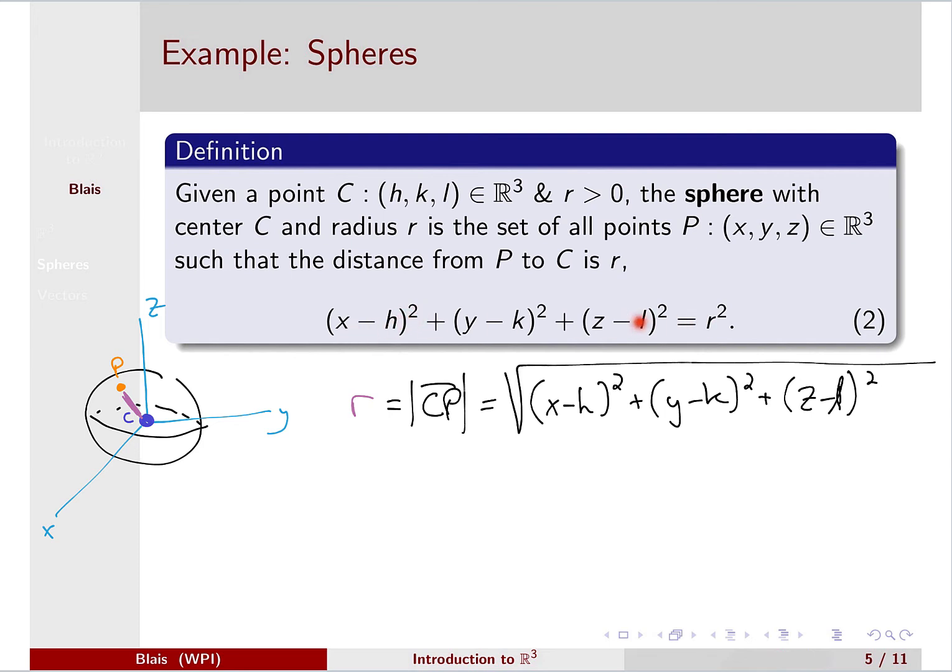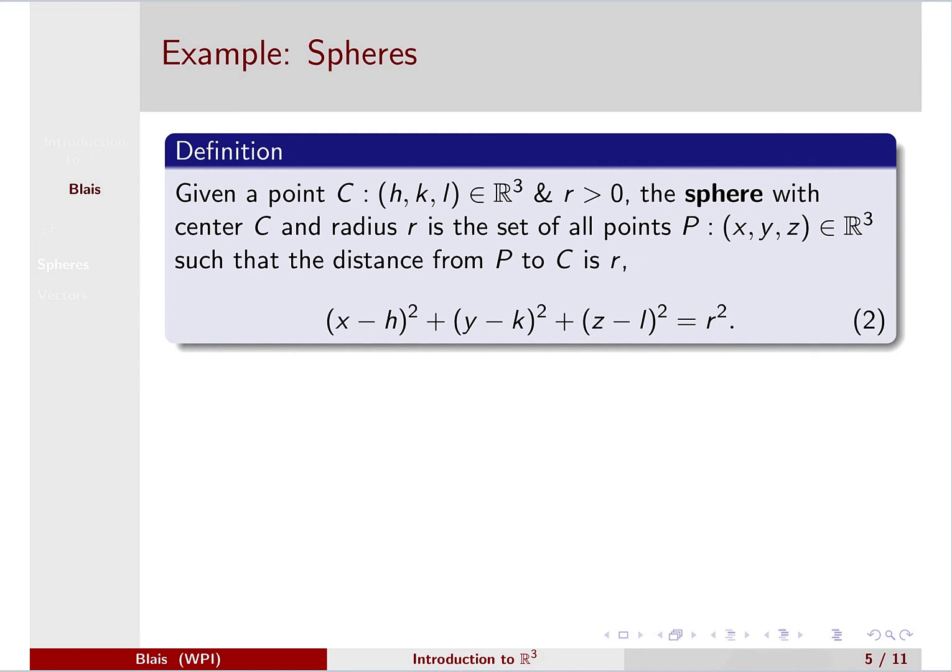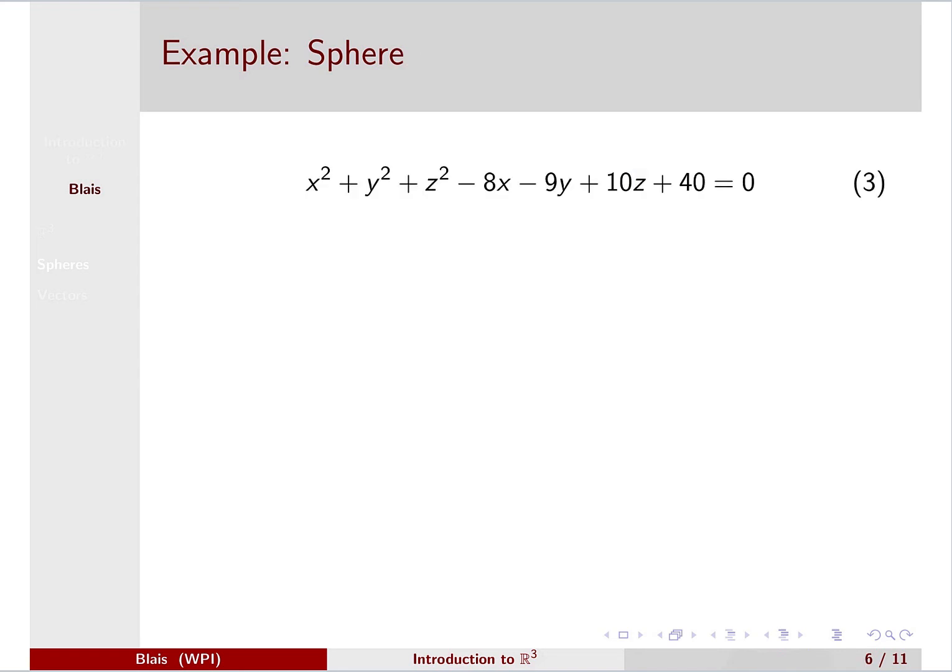And you also see that this is a natural extension of the equation of a circle. In R2, if we didn't have this term here, this would be the equation of a circle in the xy plane with center (h, k). For example, let's consider this equation here, and let's see how it actually is in fact the equation of a sphere.